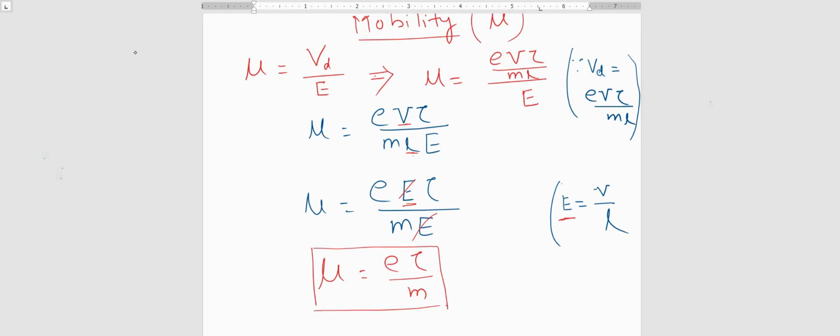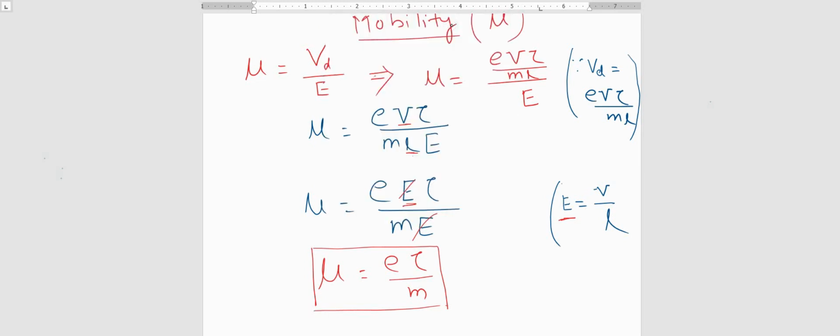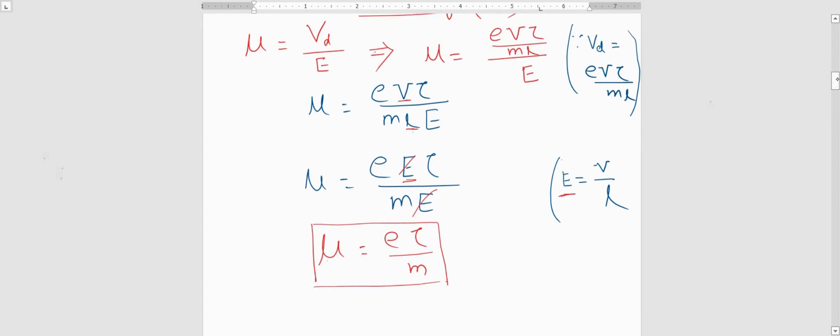So this is the formula for the relation for mobility of a material. I am leaving it up to you: what should be the SI unit of mobility? Find out. What happens to charge? T means time, m means mass. Okay, you just find out what is the SI unit of mobility.